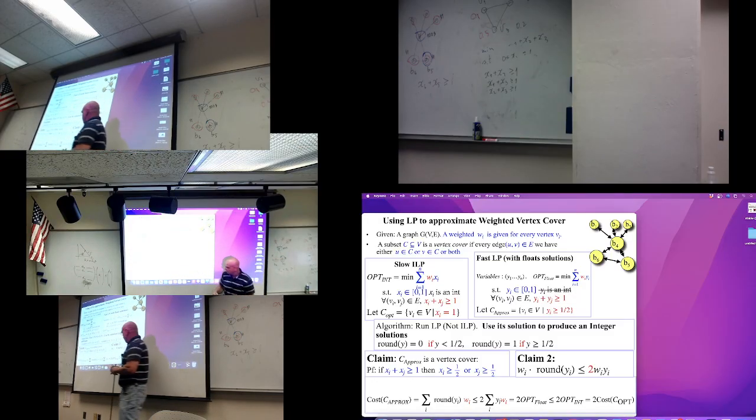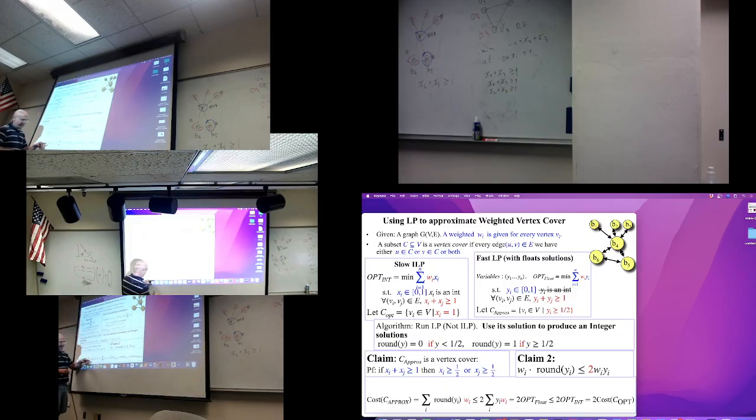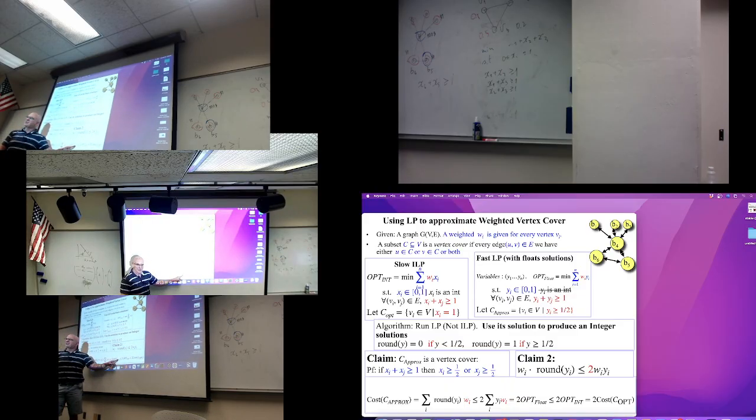Round of yi would be at most twice its value, so wi times round of yi is at most twice wi times yi. So the sum of round yi times wi is less than 2 times the sum of wi yi, which is 2 times the optimum solution for the float, the LP solution.